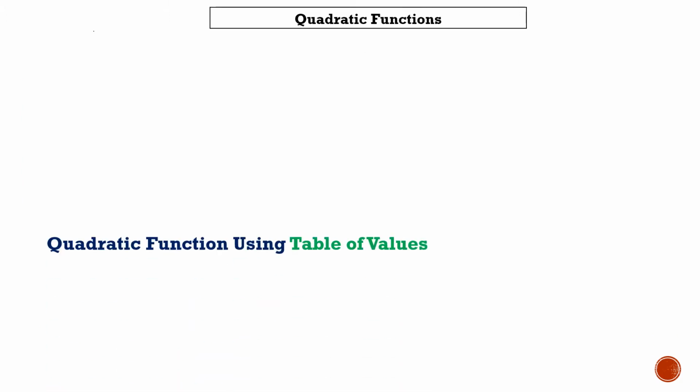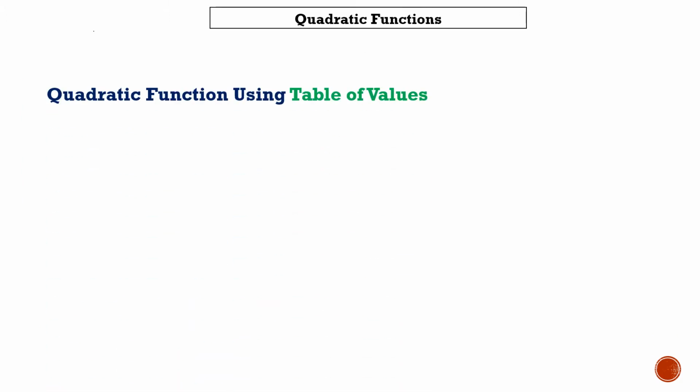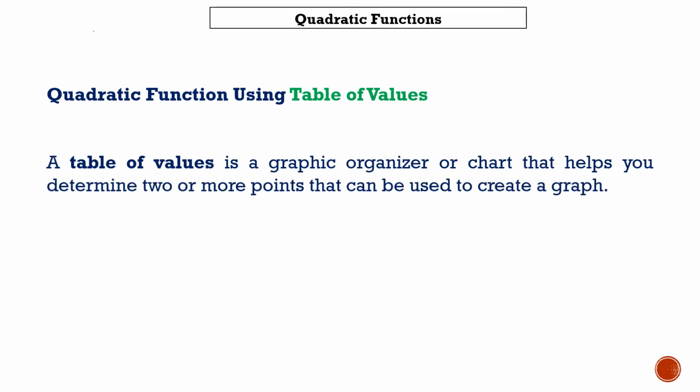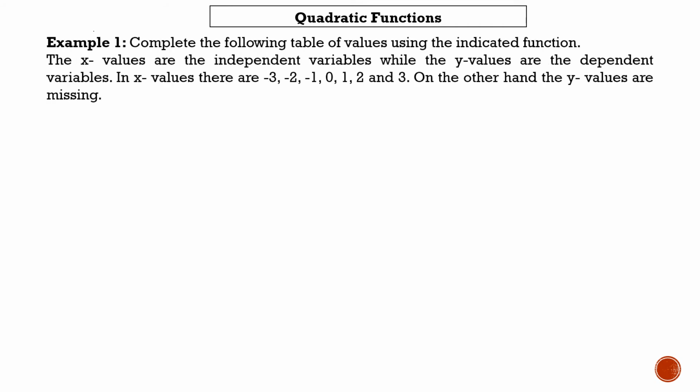Let's continue. This time, let's have quadratic function using table of values. A table of values is a graphic organizer or chart that helps you determine two or more points that can be used to create a graph. Let's have an example.